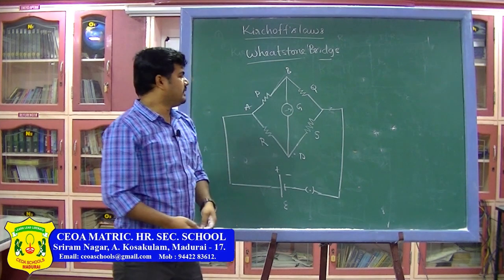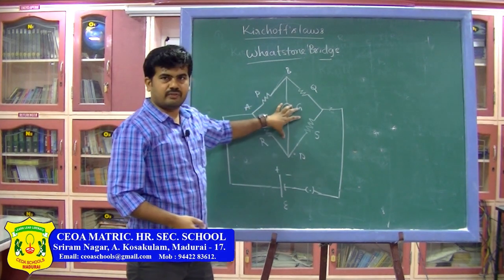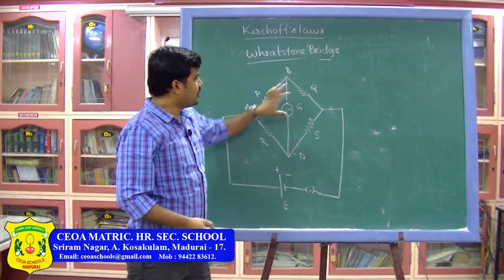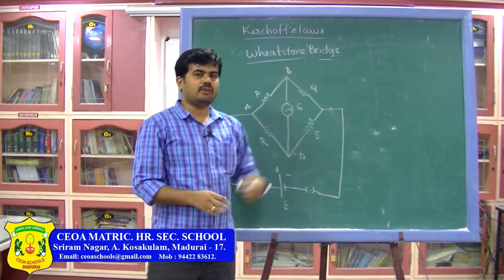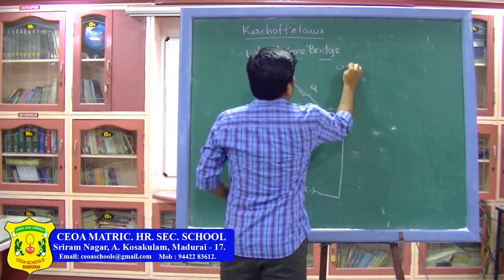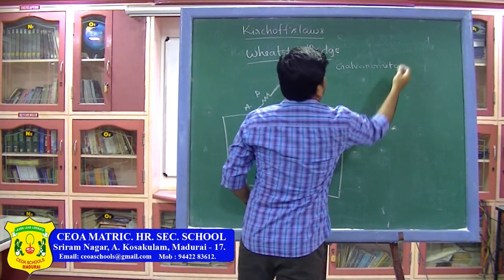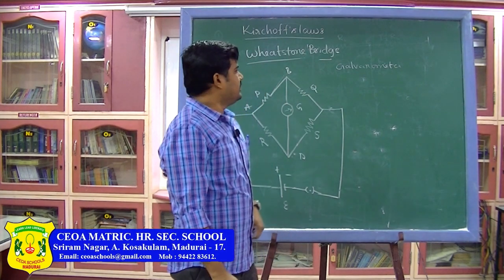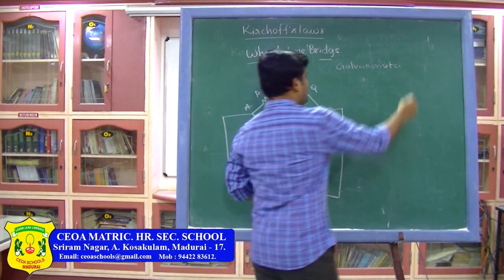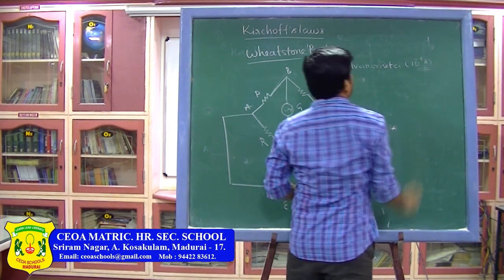So, this is the circuit of a Wheatstone bridge, where there are 4 resistors connected as shown in this figure. Now, across A and C a battery is connected, across B and D a galvanometer is connected. Now, let me tell you what is a galvanometer. A galvanometer is a device which is used to detect very small currents of the order of 10 to the power of minus 9 amperes. Very small currents also can be detected by this galvanometer.